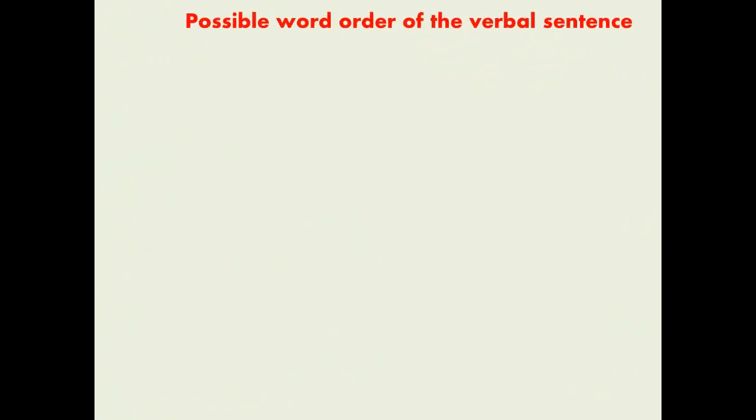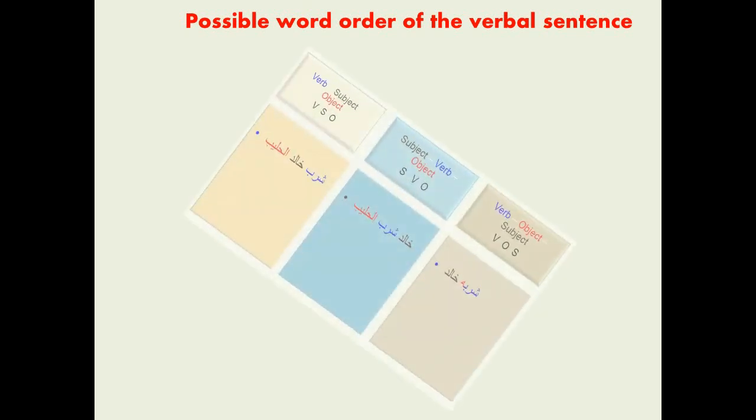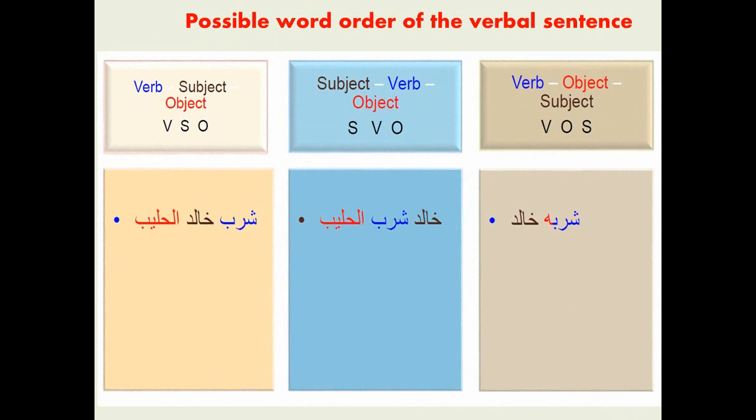Possible word order of the verbal sentence. In Arabic, we can write it in different ways. Look at number 1, for example. We have the verb, the subject, and the object. The Arabic sentence شرب خالد الحليب. Khalid drank the milk. Verb, subject, object.